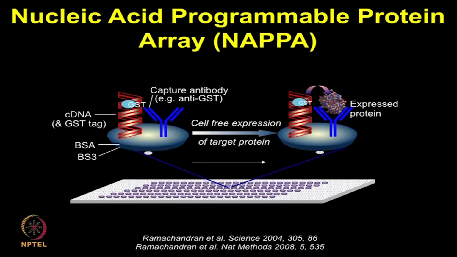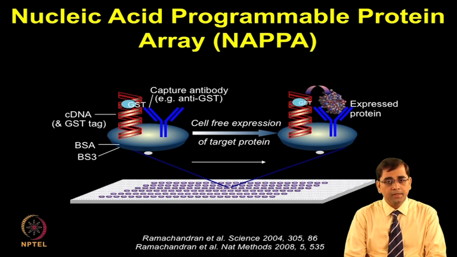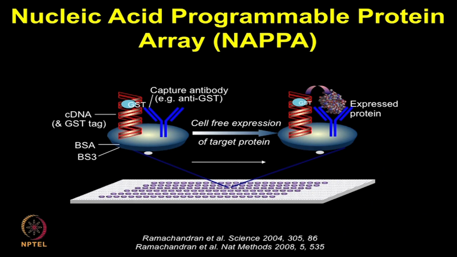The target proteins are expressed and immobilized in situ and they are detected by a universal anti-tag antibody in NAPPA chemistry. In this slide, the GST tag and anti-GST antibody are shown. So, if you have a GST tag, you can use an anti-GST antibody. If you have a FLAG tag, you can use an anti-FLAG antibody. If you have a MYC tag, you can use an anti-MYC antibody. These universal tag strategies can work depending on the tag you use as well as the corresponding antibody pair.